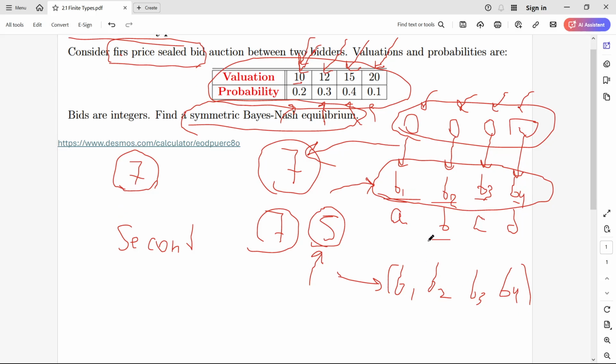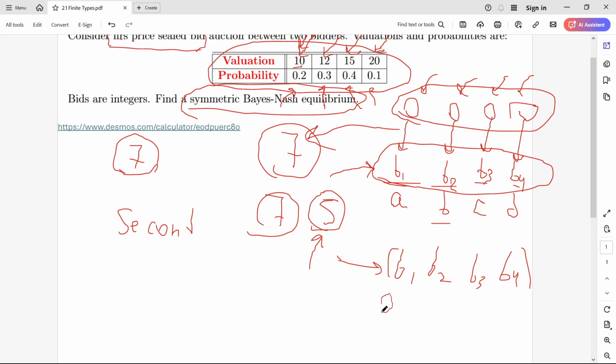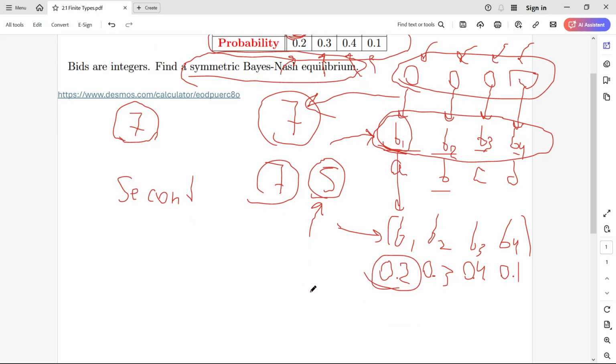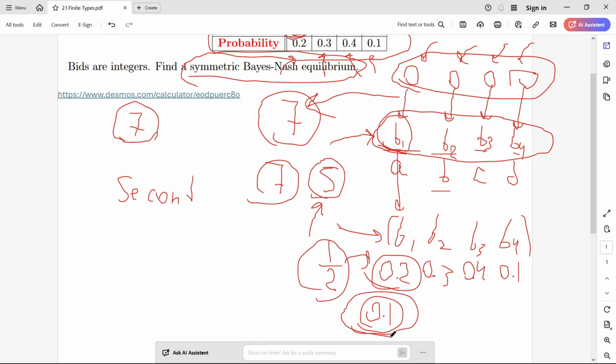So now you can assign probabilities to this. The probability that they will bid bid 1 is 0.2 because this is the probability of valuation 10, the probability of bid 2 is 0.3, the probability of bid 3 is 0.4, and the probability of bid 4 is 0.1. So imagine now that your valuation is 10 and you're bidding bid 1. With 0.2 probability, you guys tie, so you actually have 0.1 probability of winning, because when it's a tie, there's a coin toss, so you win 1/2 of the time out of this 20%. So you have a 10% winning chance.